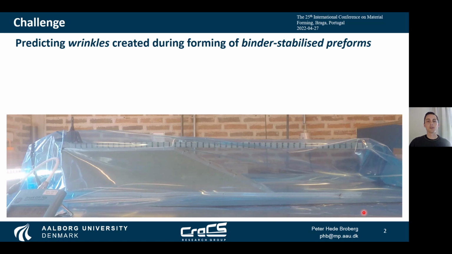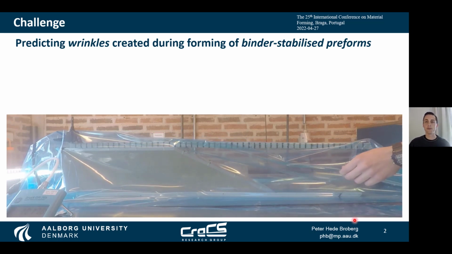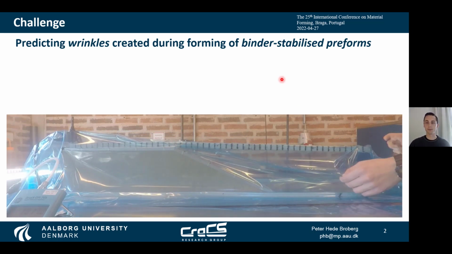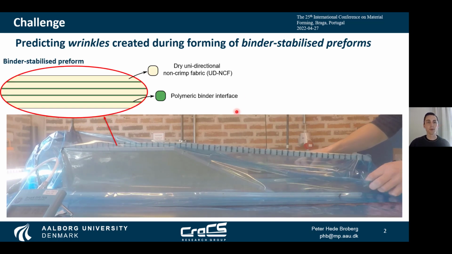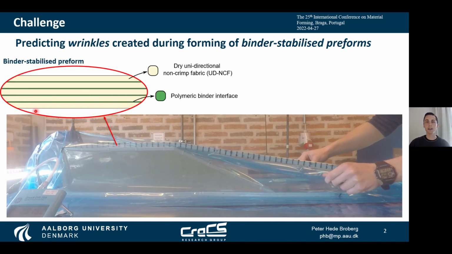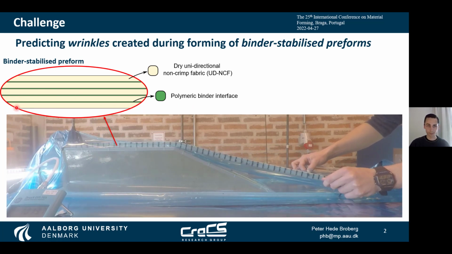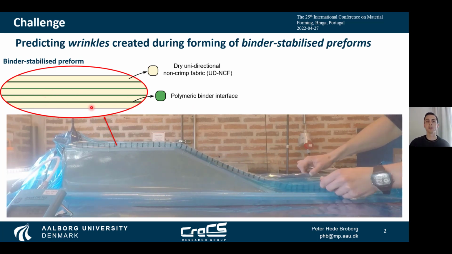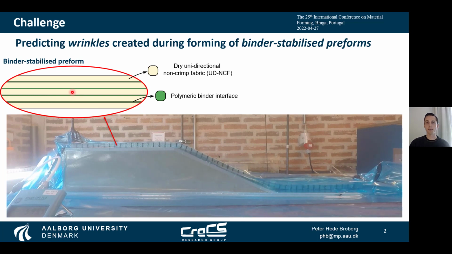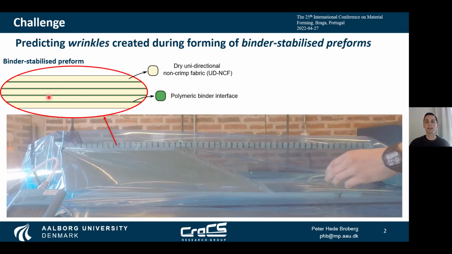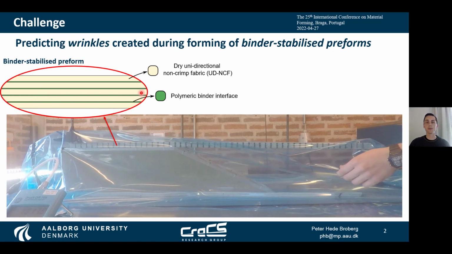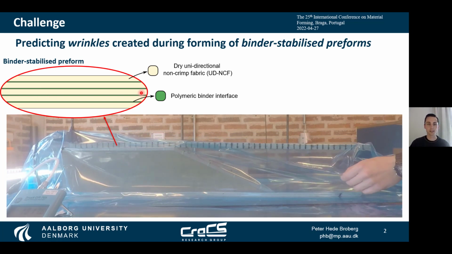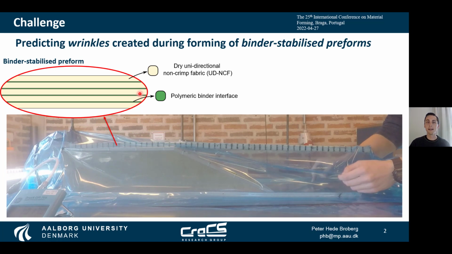So my project is concerned with predicting wrinkles that arise during forming of binder-stabilized preforms. Binder-stabilized preforms are stacks of dry unidirectional non-crimp fabric with a polymeric binder between each layer to stabilize the preform and make it easier to handle during manufacturing.